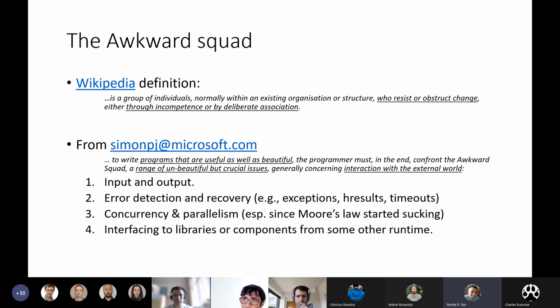Simon PJ is our guy. He's one of the founders of Haskell and one of the key contributors to the Haskell programming language. He's in Cambridge. Say hi to him over Teams.